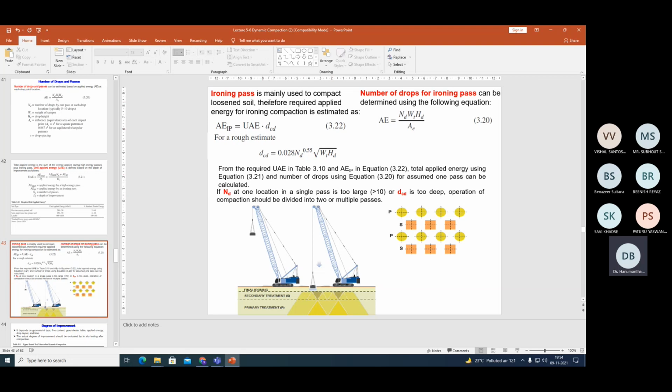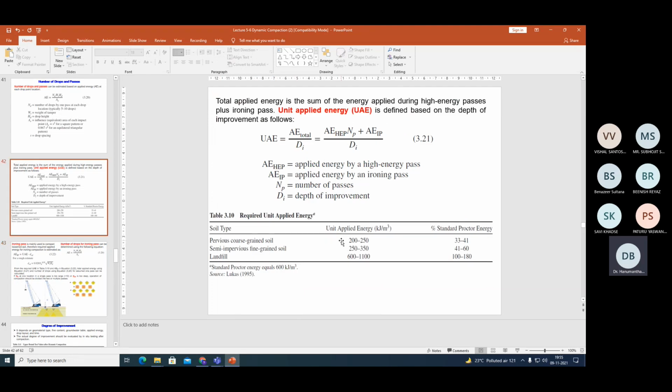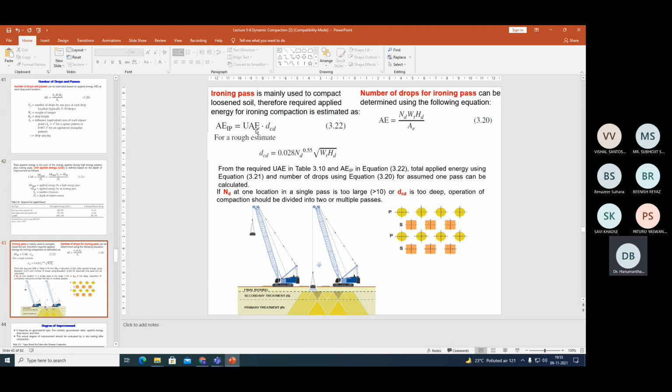Now you see the ironing pass. Applied energy for the ironing pass is nothing but unit applied energy multiplied by the depth of the crater. From this table, I can pick up the unit applied energy, and by determining the depth of the crater using this equation, I get the amount of energy required for the ironing phase. Once I know that, I can equate this to N D W H by A E. Here everything is a known parameter except N D. Therefore I can determine the number of passes for the ironing phase.